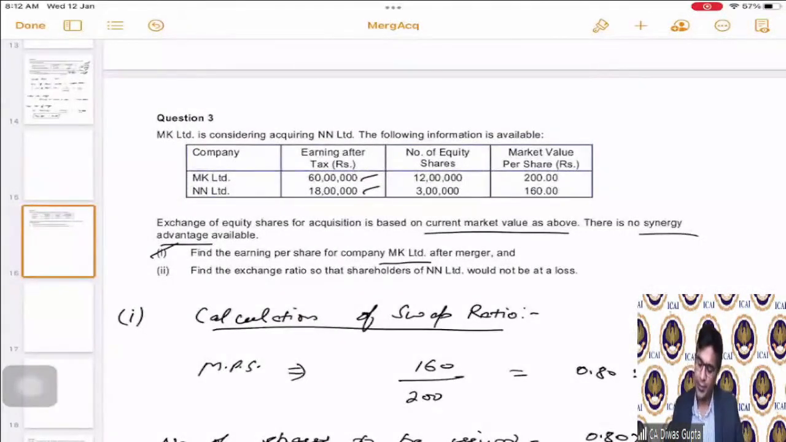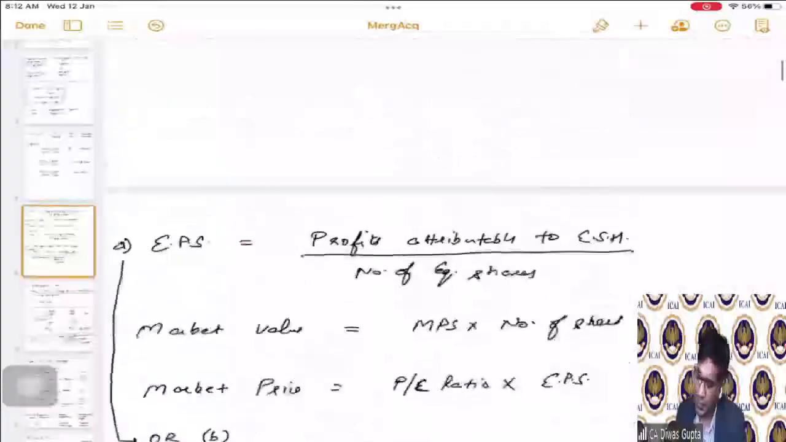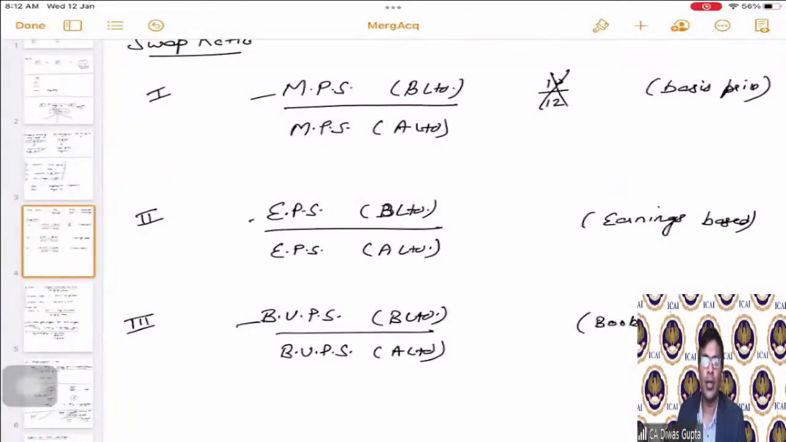Now, what is the second part? Find the exchange ratio so that the shareholders of NL Limited would not be at loss. Students, one more thing we are going to add in our notes: we have studied that there are three types of swap ratio that we can calculate. One is basis MPS, one is basis EPS, and one is basis book value per share. Whenever we talk about EPS, the earnings based model, that is the ratio at which the shareholders of the target company would be at no loss.